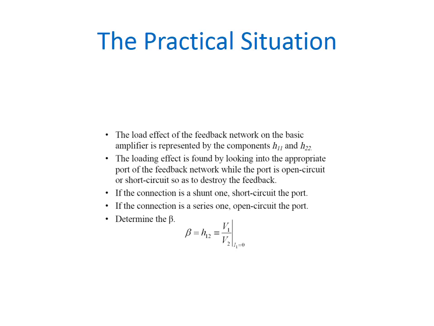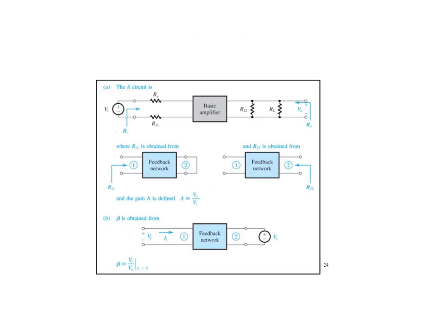So to determine the beta value we use the parameter H12, that is nothing but V1 by V2, by considering I1 as 0. So from the A circuit we can calculate the R11 and R22 values. By using that you can calculate the gain A.